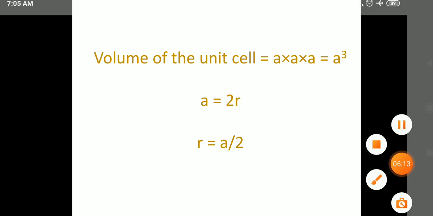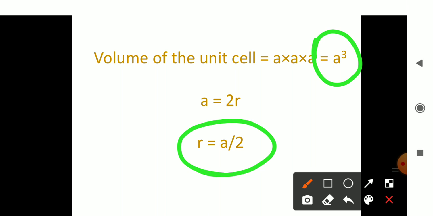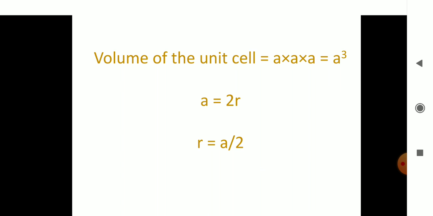Okay, so here what have we calculated? We have calculated the volume of the unit cell. This we have to substitute in the formula, so keep it in your mind. Also the radius of the sphere we have calculated: R is equal to A by 2. Now let us calculate the volume of the sphere, the volume of the constituent particles, the volume of the atom.